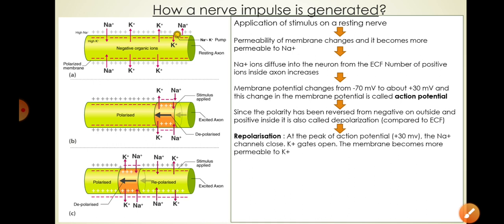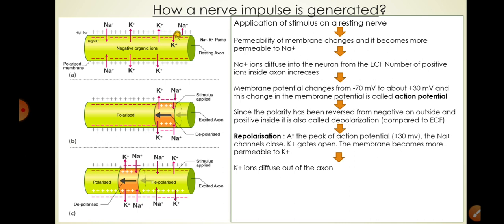Then after a short while, when a lot of Na plus ions enter inside the neuronal cell or axon, the channels for Na plus are closed. That is, at the peak of the action potential, that is plus 30 millivolts, the Na plus channels close and K plus gates open. Now sodium is not allowed to enter, but potassium is now allowed to pass through the channels. If K plus gates open, the membrane becomes more permeable to K plus.